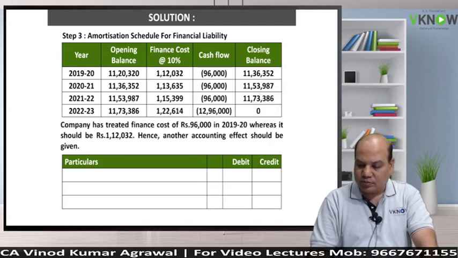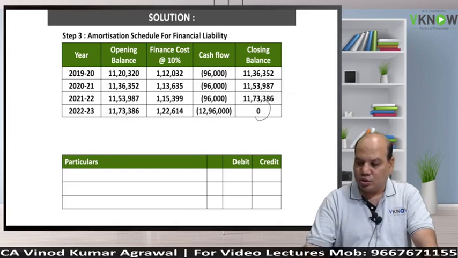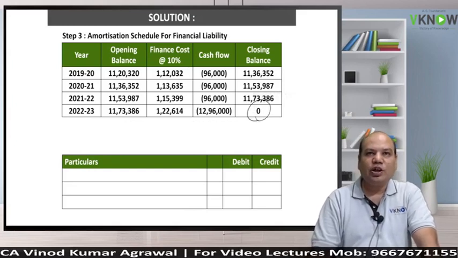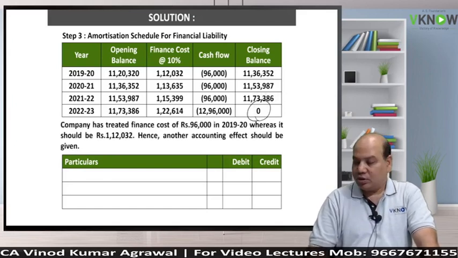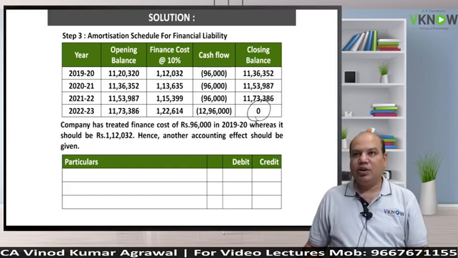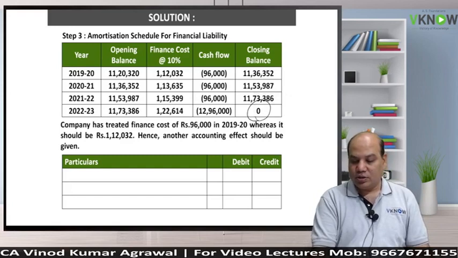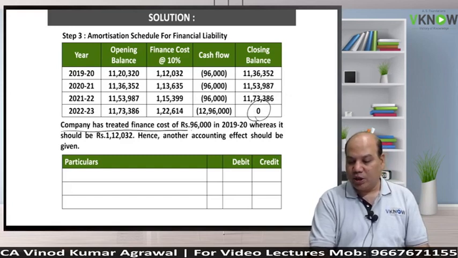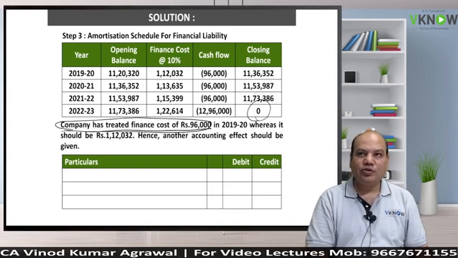And this way, if the holder demands cash, your ledger will close at this point. So that's a cross check. Your calculations are moving in the right direction. Now, the question has given a specific instruction that this company has already paid 96,000 and they have recorded it as a finance cost.